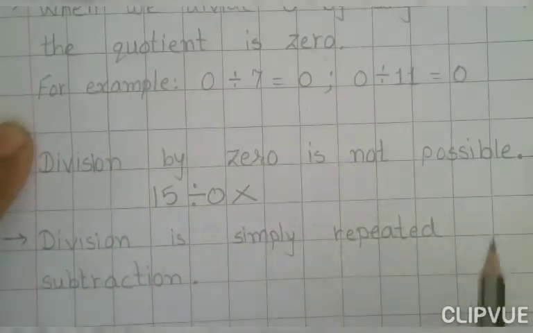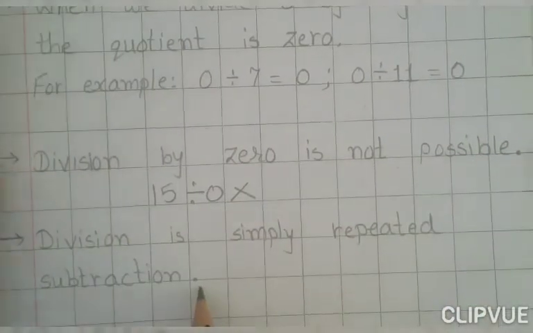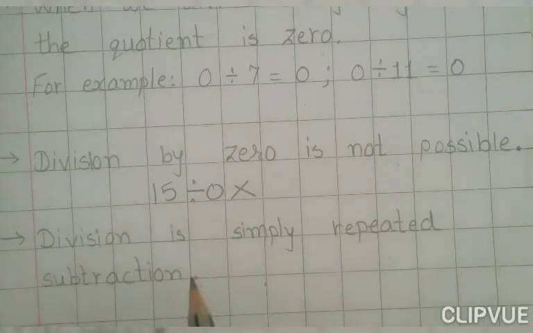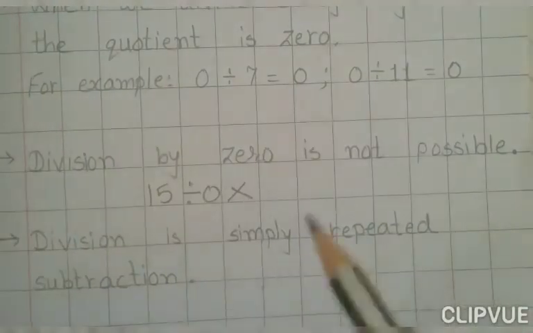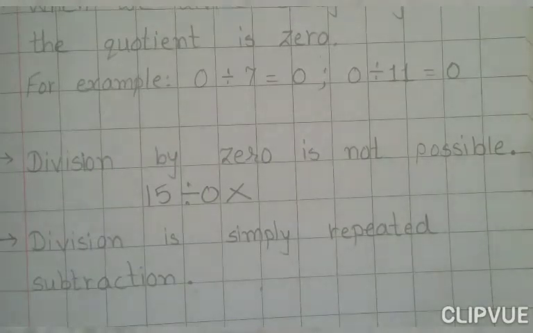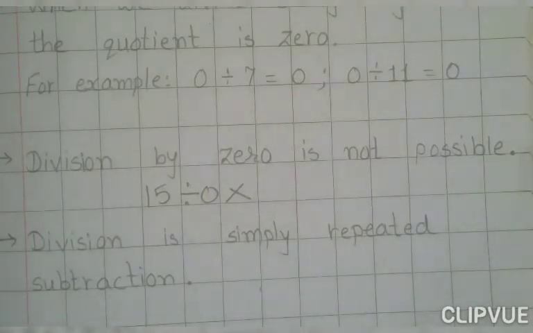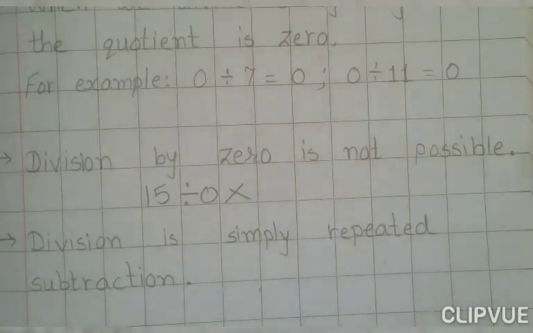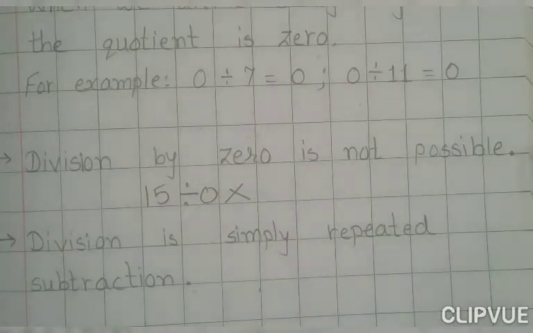Division is simply repeated subtraction. Now it is very much important. Division is simply repeated subtraction means while you want to divide 15 by 3, then you can subtract 3 from the 15 up to the 0 you get. Okay, I hope in the textbook this one is already explained, and I already explained you how we will get the answer using the repeated subtraction method. Means the division is simply repeated subtraction.